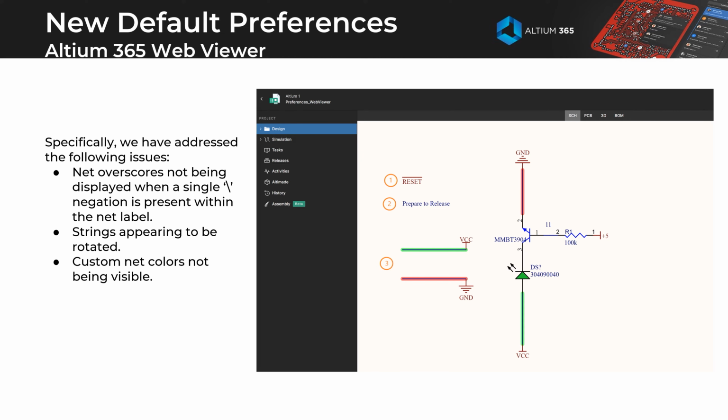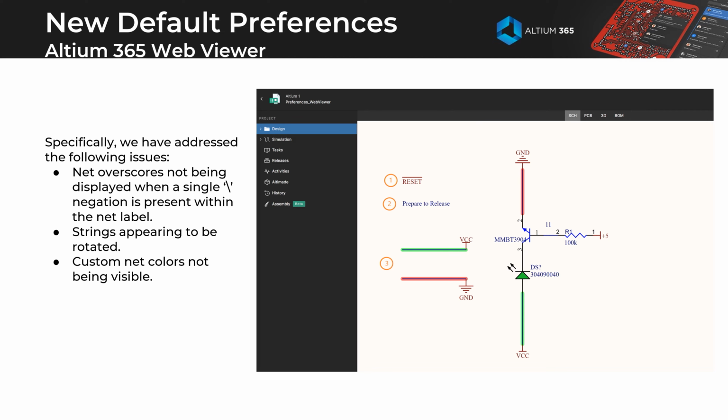Our primary objective is maintaining the consistency in the project view between Altium Designer and Altium 365 Web Viewer. In the past, the default Altium Designer preferences used in the Altium 365 Web Viewer created discrepancies when non-default preferences were employed, leading to incorrect design displays during design reviews. Specifically, we have addressed the following issues.